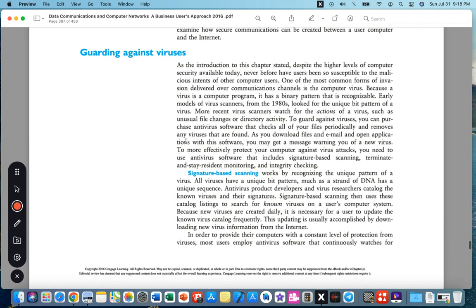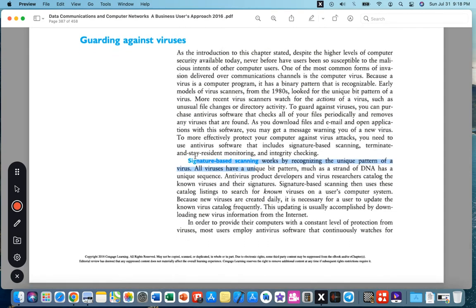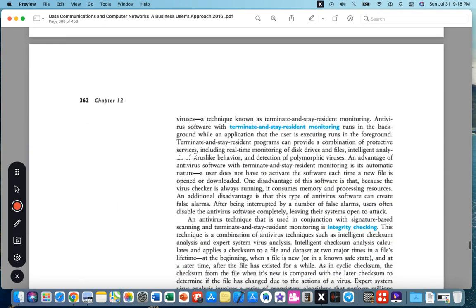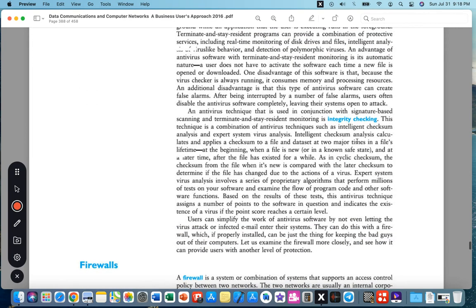Guarding against viruses: signature-based scanning, terminate and stay resident monitoring, integrity checking.